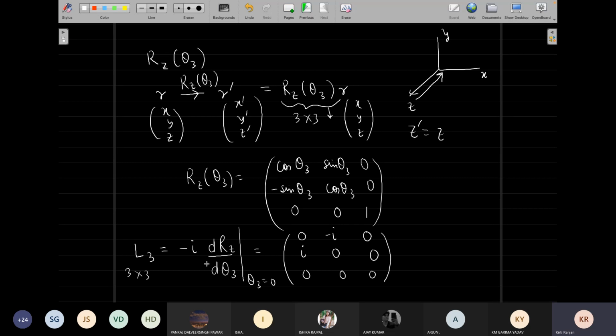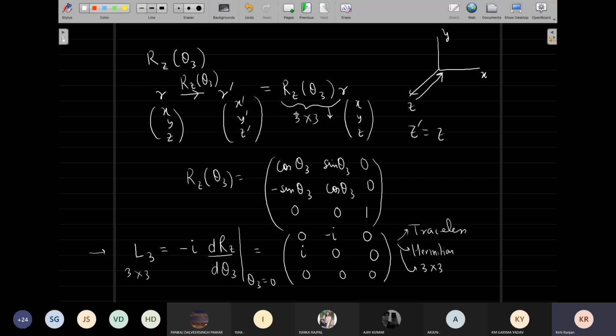And this is not any general generator. This generator has something interesting about it. What is the interesting thing about it? This is traceless, right? And Hermitian. You just look into it. Just like in the previous case of the 2 by 2 matrix, where there was a traceless Hermitian, in this case you have got your first generator. Congratulations. Just by doing this simple relation, L3 is equal to minus i dR_z over dθ3.